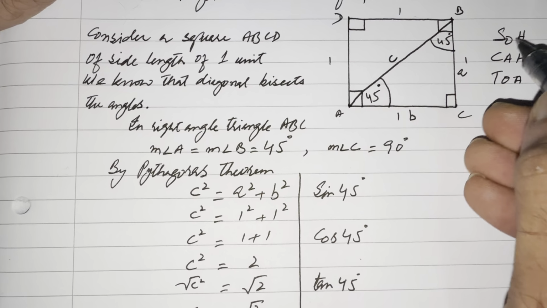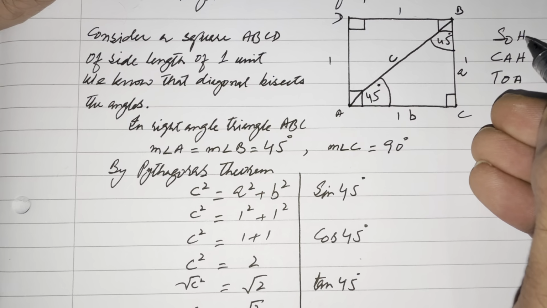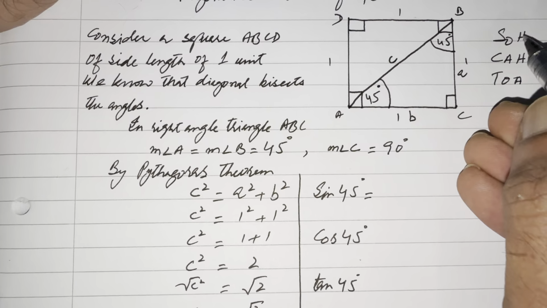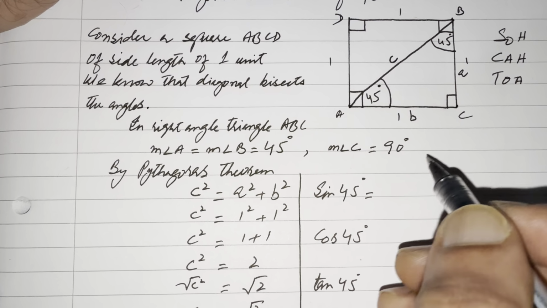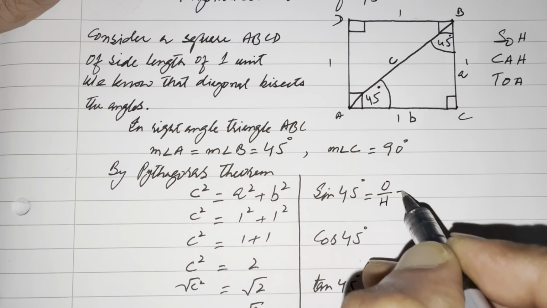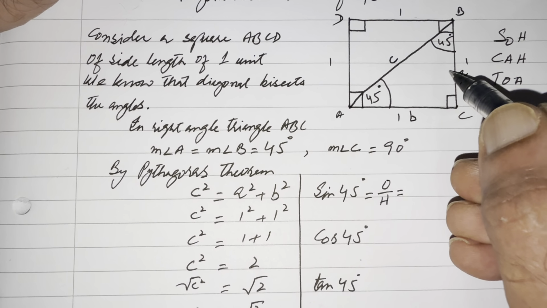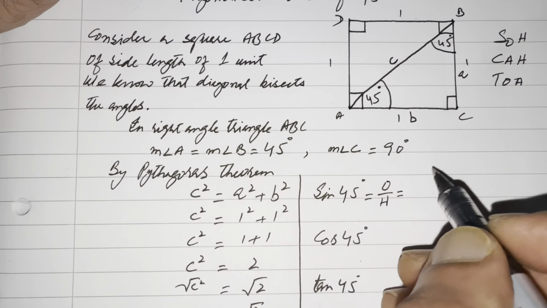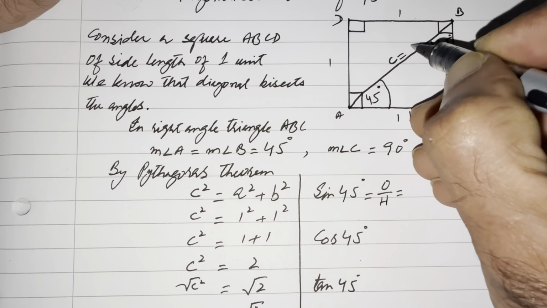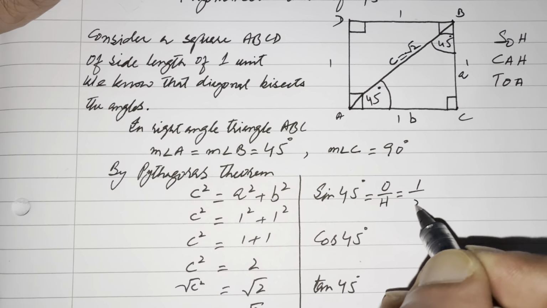So sine is equal to opposite side over hypotenuse. S for sine, O for opposite, H for hypotenuse. So sine theta can be written as opposite side over hypotenuse, O divided by H, that will be equal to the opposite side is a and hypotenuse is c. So that can be written as a over c. a is equal to 1, c is equal to under root 2. So that can be written as 1 over under root 2.